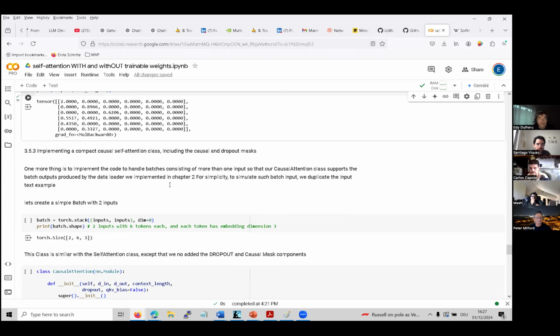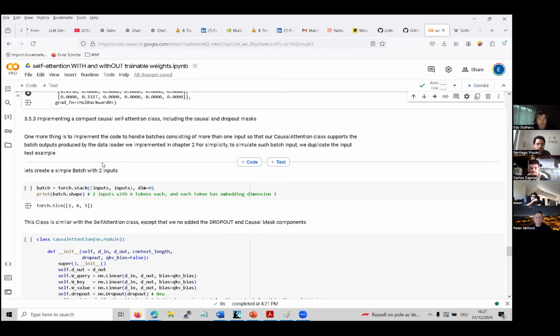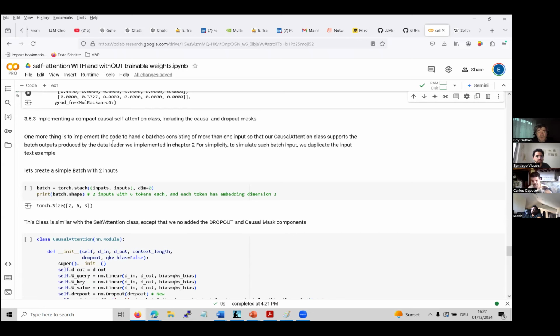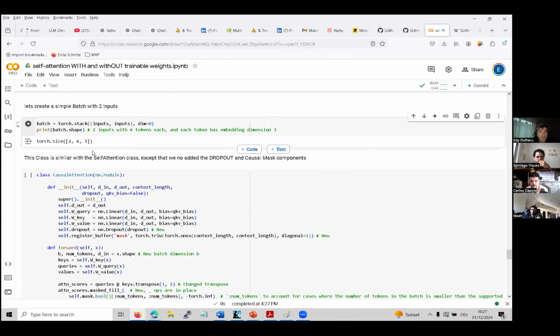Okay. So now in the book, Sebastian is implementing a class. So he's putting together all the code, and also he wants to implement code to be able to process batches, which means multiple inputs, multiple sentences. And he uses the same sentence two times and creates a tensor which has now two entries, this batch, and this new dimension is a part of the sizing.